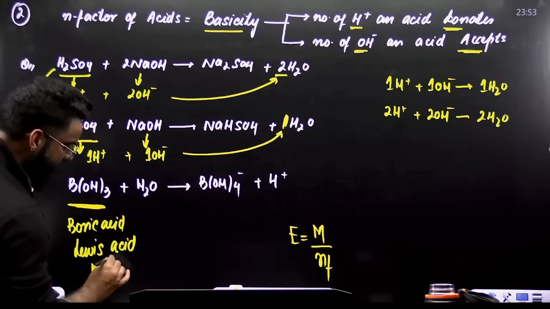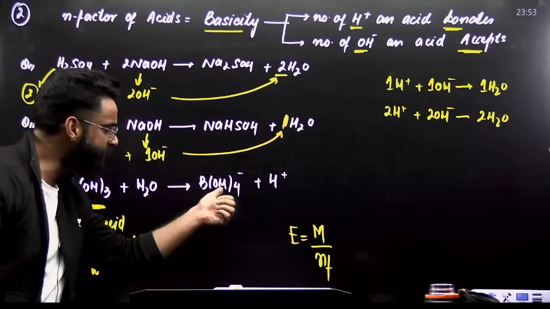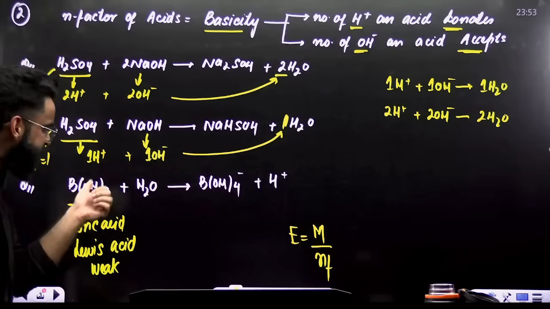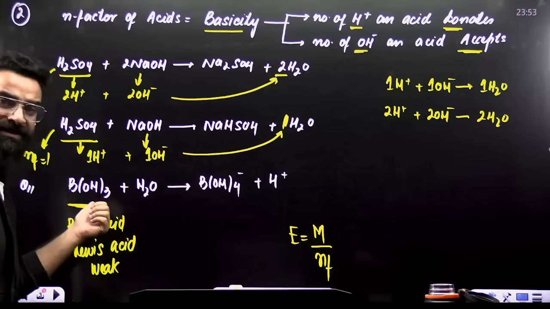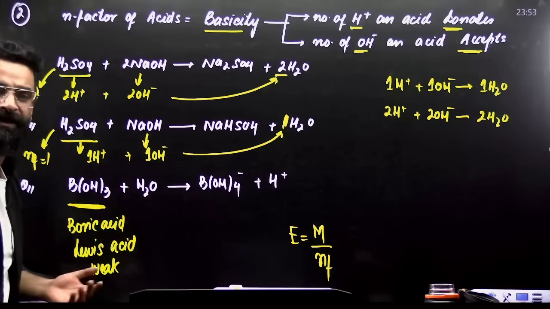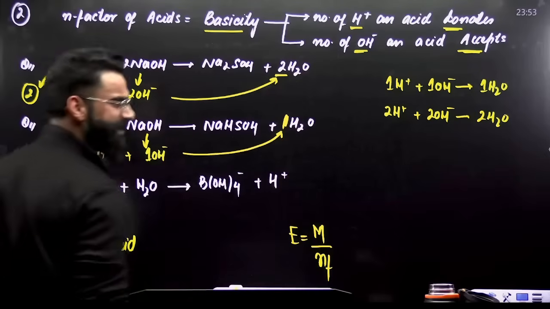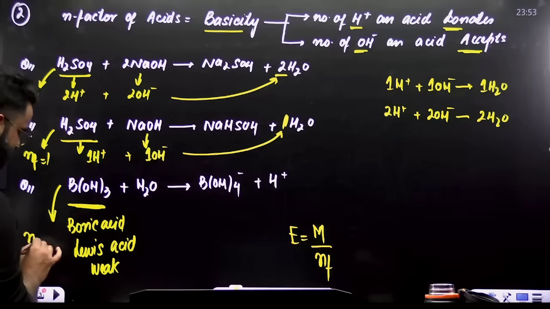Okay, now understand. How many OHs do you see here? 3. How many OH do you see here? 4. That means when boric acid was introduced in water, has it gained an OH negative? It has 3 OHs here. Here it has 4. That means when you have put it in water, it has gained 1 OH negative. And the number of OH negatives an acid accepts defines its basicity, right? So it is accepting 1 OH negative. So its N factor is 1.